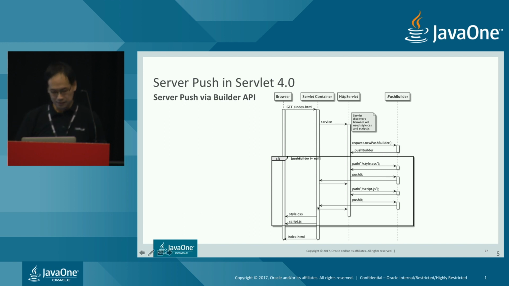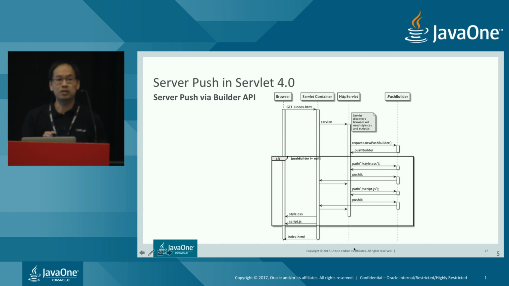Another thing that I would like to mention is, in the diagram, I say I send out the style sheet and JavaScript. Here, we only send the push promise frame first. And then later, the server will send the body as a data frame. I think Ed is going to talk more about this in a concrete example.